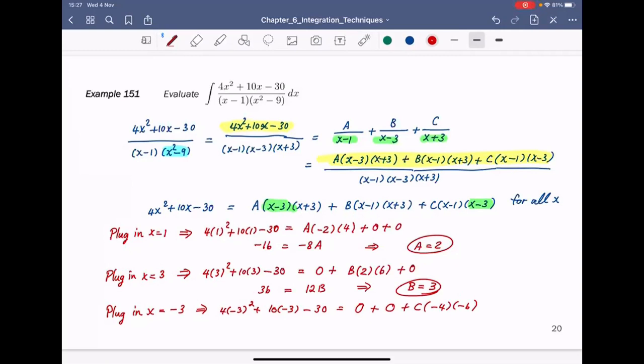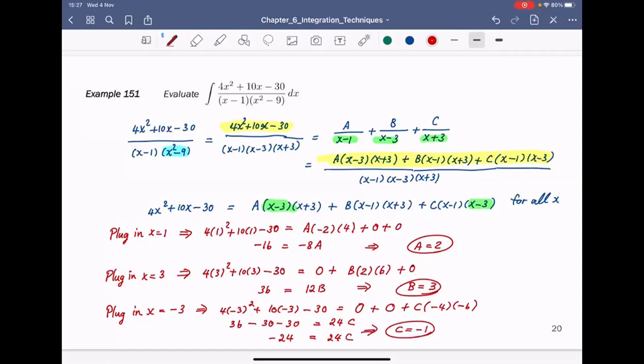Well, I need more time. So 36 minus 30 minus 30 equals negative 24, that is 24c. Right? And that is what number? Minus 24 equals 24c. So c equals negative 1.